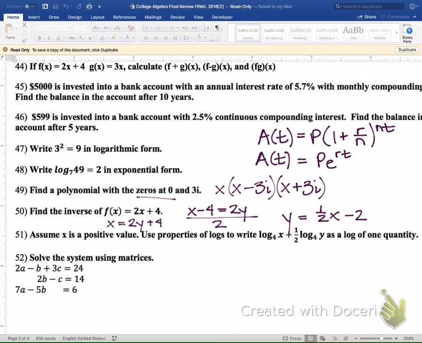51 is the opposite, condensing the logs back together. And then there's systems, which we've talked about. You can solve any of those systems using matrices if you want. We've already kind of talked about that. And we talked about finding the inverse of the matrices. Whew. We kind of walked our whole way through that.